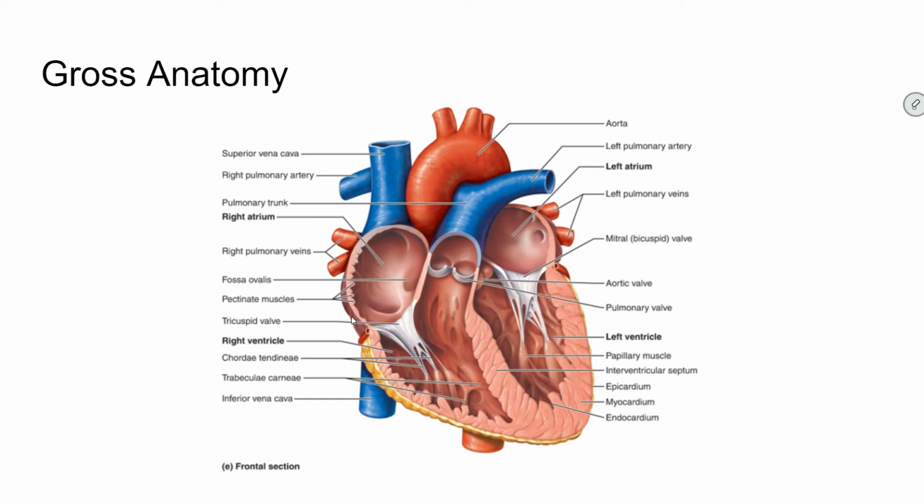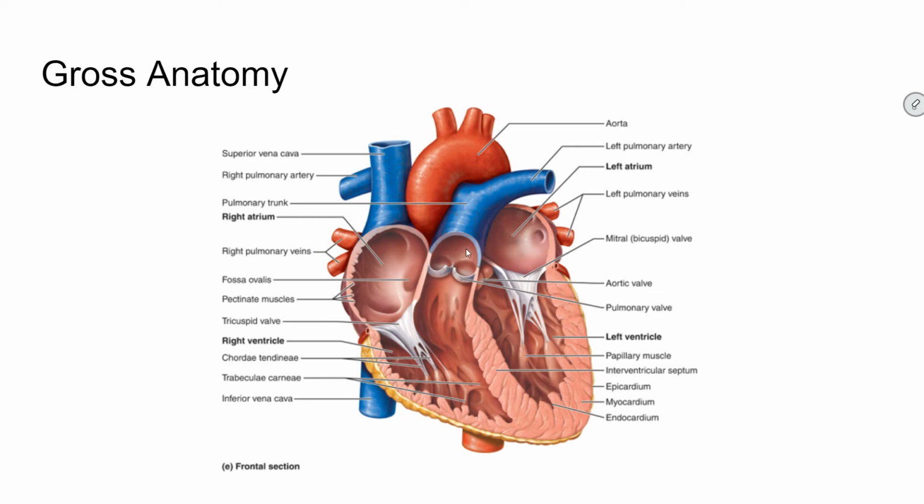So just the gross anatomy of the heart. Again, you have two atria. Those are the superior chambers. You can see them, left and right atria here. And again, this is the person's left that we would be looking at. And then the left and right ventricles.